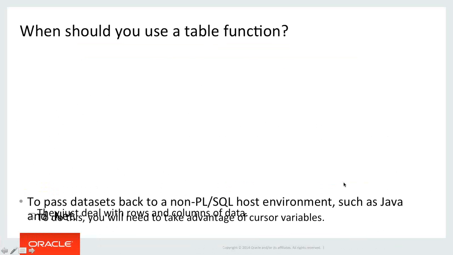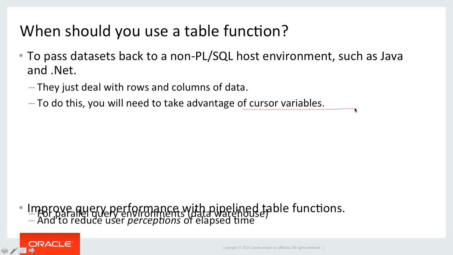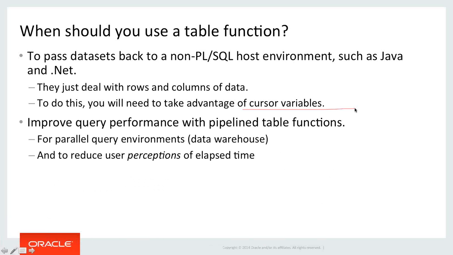So when should you use a table function? If you want to pass back data sets from the Oracle backend to a non-PL/SQL host environment, and they want to deal with rows and columns. In other words, you don't want those front-end developers really dealing with the nuances of your data. You want to make it really simple for them. Then you can surface that up with a table function, and often you will then also take advantage of cursor variables. You can improve query performance quite dramatically with pipelined table functions, essentially for parallel query environments. You can also reduce the user perceptions of elapsed time with pipelined table functions. I'll come back to that when we look at that topic.